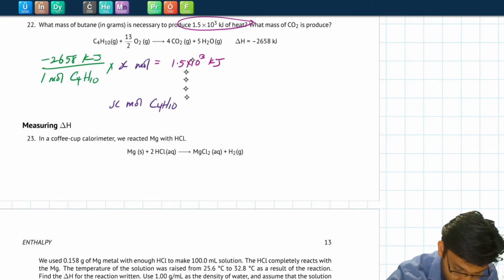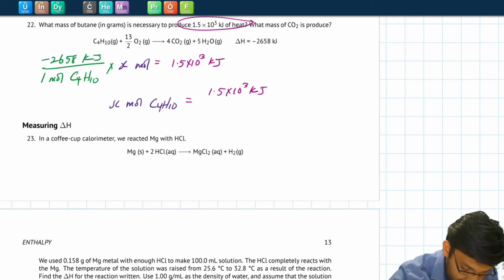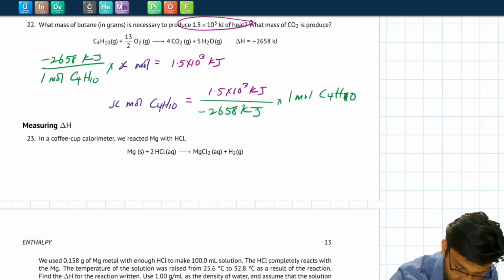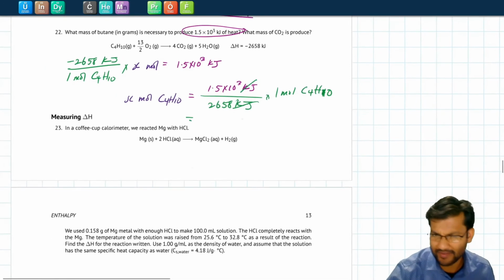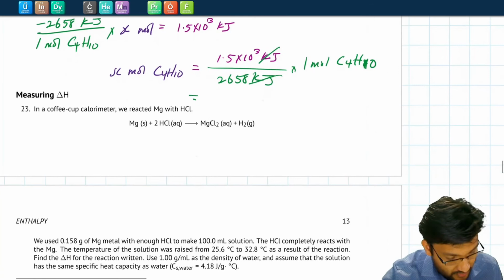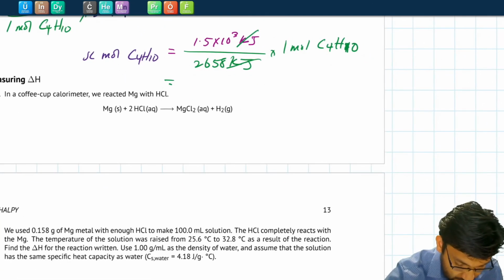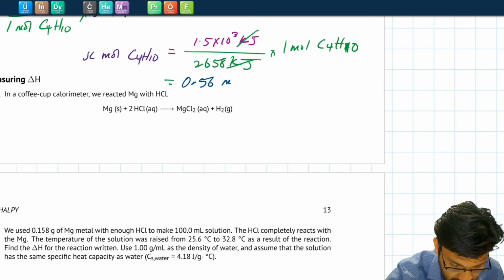So X moles of butane should then be equal to 1.5 times 10 to the third kilojoules of total heat. And then we divide both sides by minus 2658 kilojoules per 1 mole of butane, C4H10. And so our answer will be in moles of butane. We can get rid of the negative sign because we know heat is produced, and we can't have a negative number of moles. So according to this, we should get 0.56 moles of butane, C4H10.